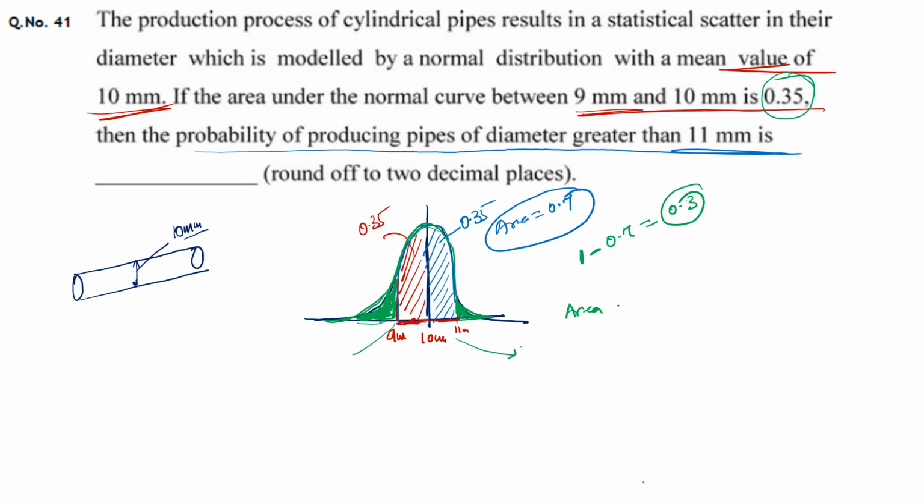So the area of pipes greater than 11 mm will be equal to 0.3 divided by 2. So it will be 0.15, right?